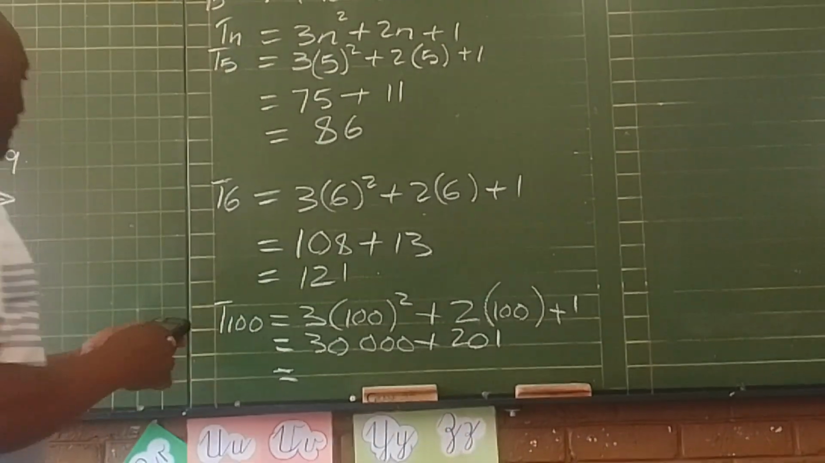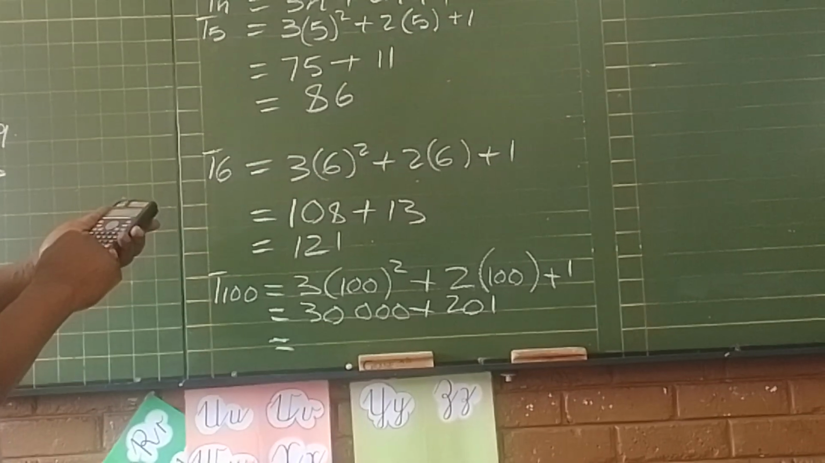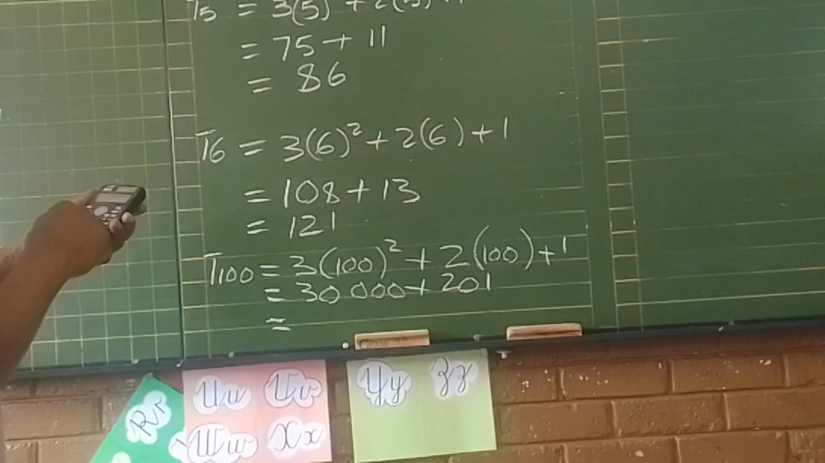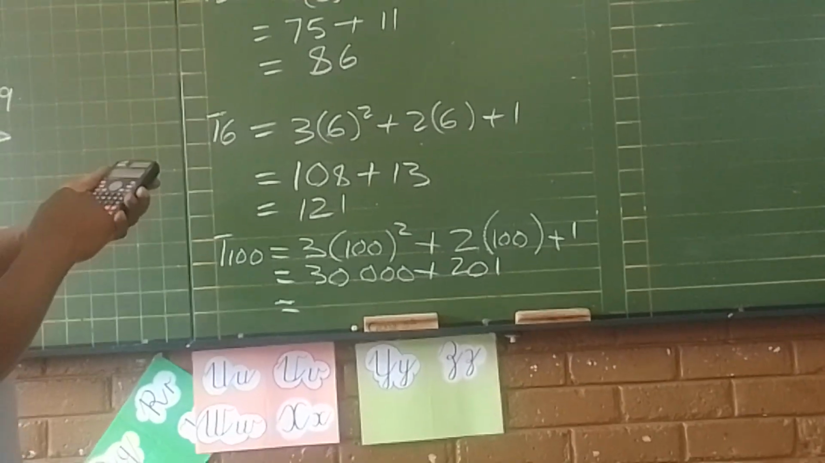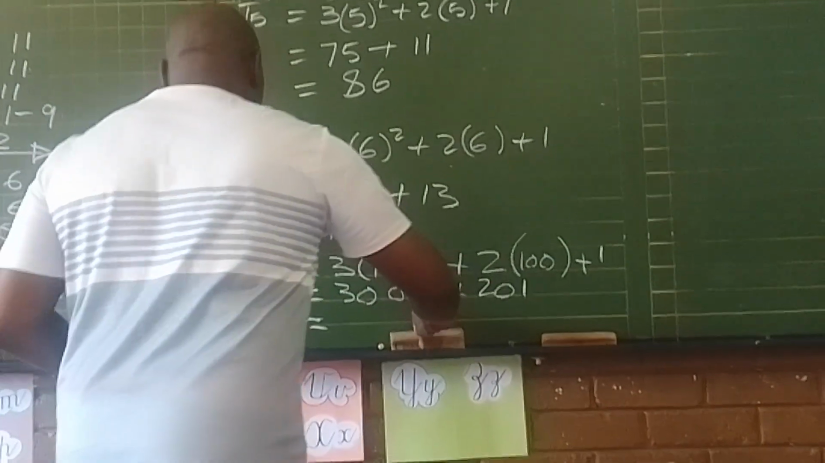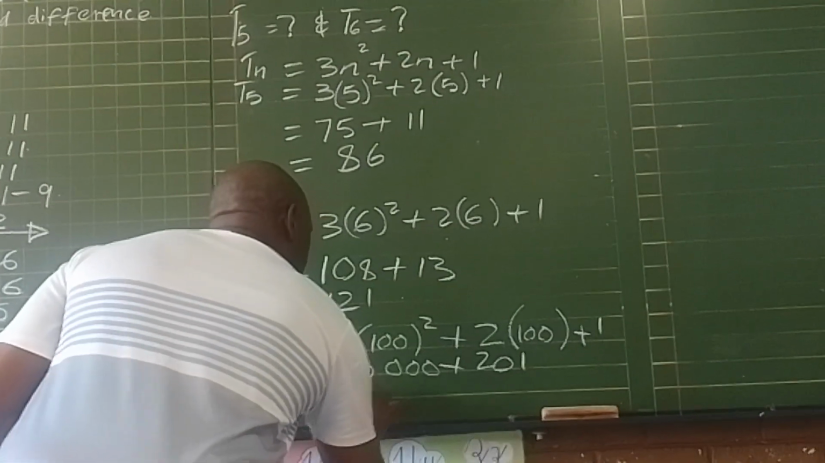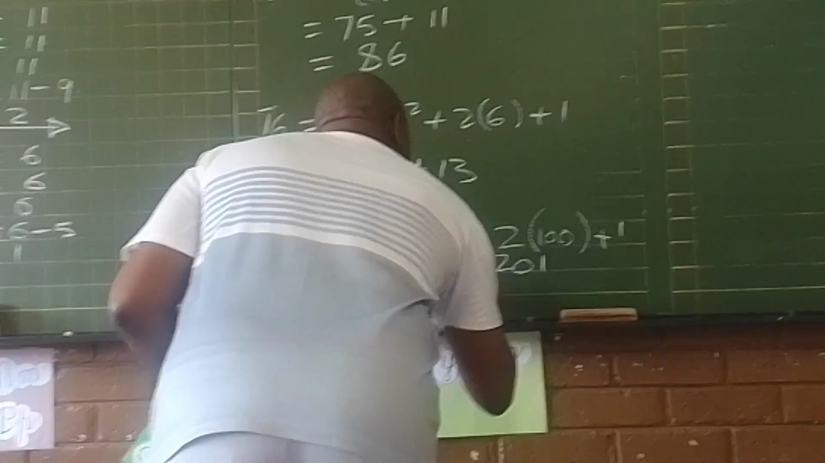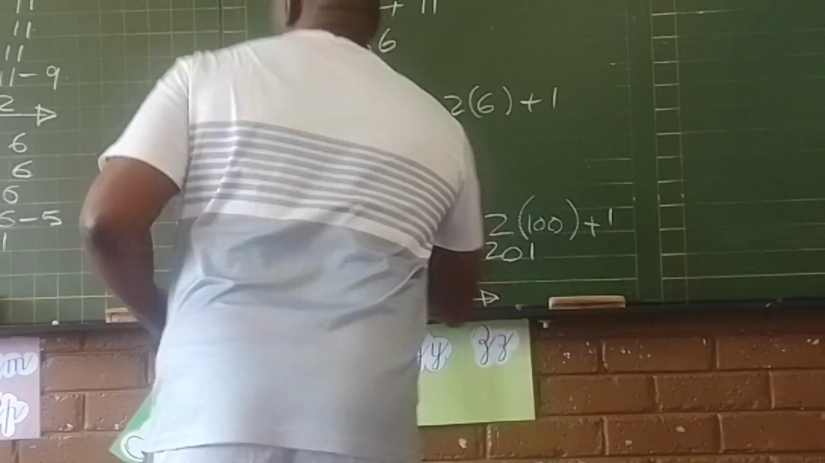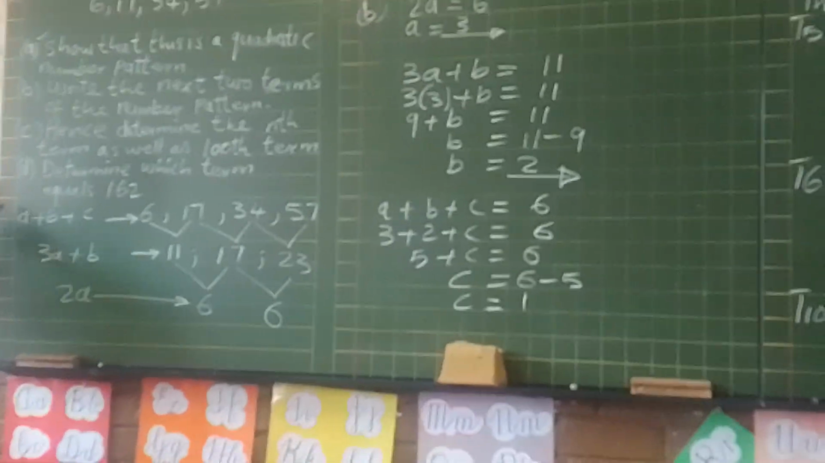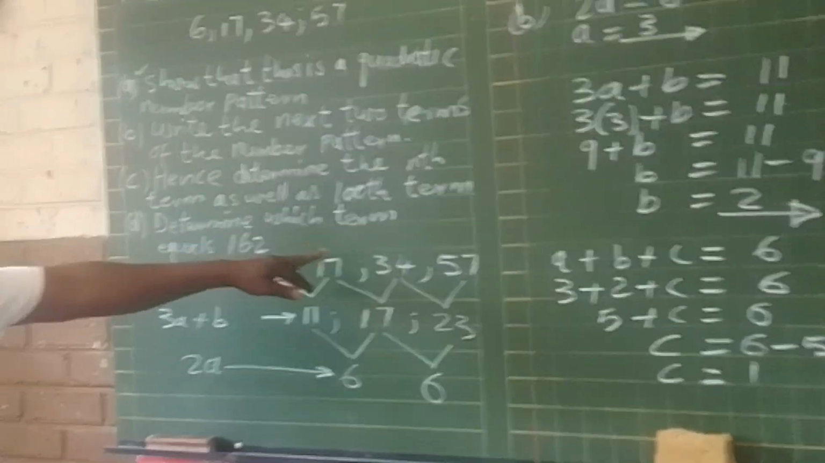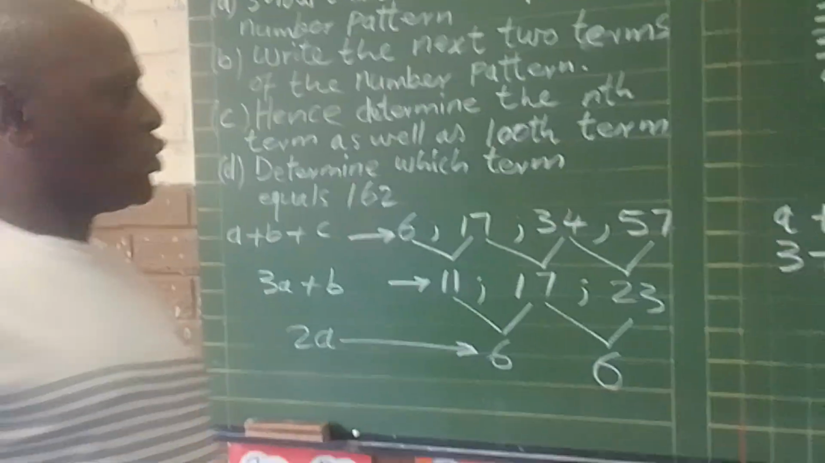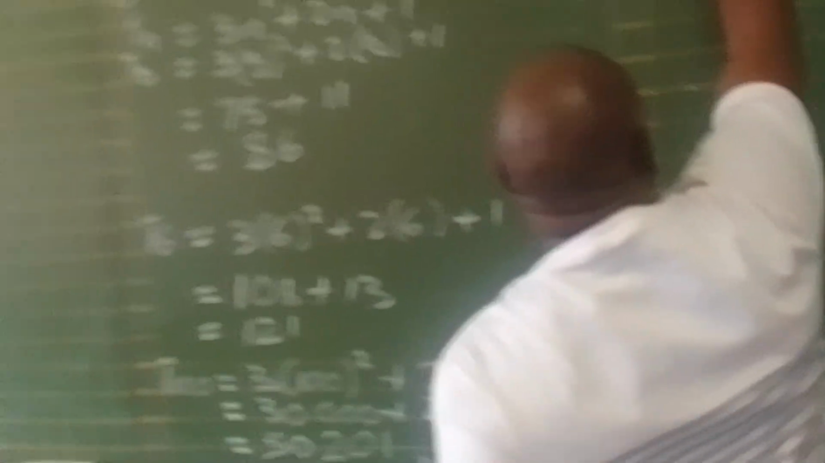201 plus this 30,000 plus 201, we have 30,201. We're done with number C. Let's come for number D. Determine which term equals 162. So we say which term is going to be equal to 162.